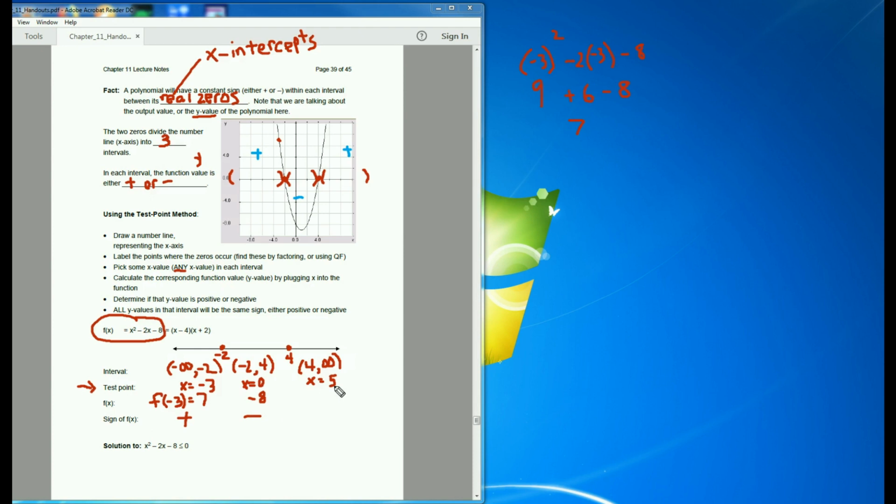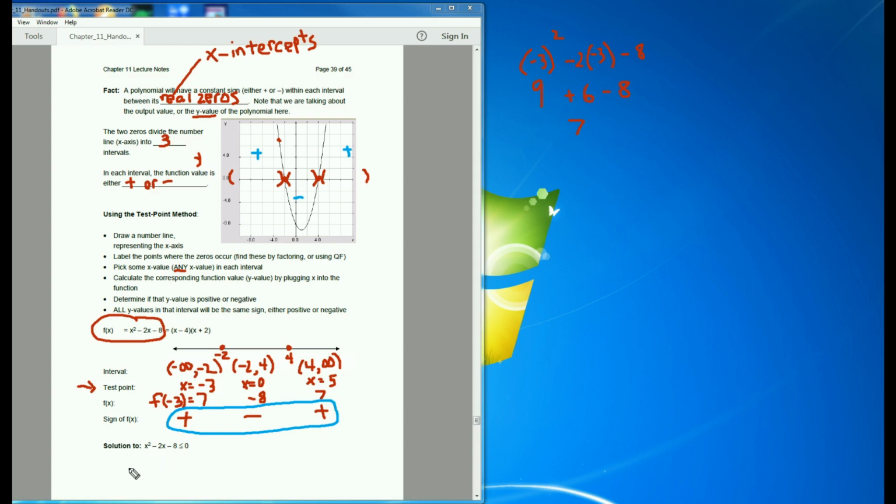In our third interval, x equals 5. I won't write this out, but do exactly the same thing. 5 squared is 25. Minus 2 times 5 is 10. So 25 minus 10 is 15. Minus 8 is 7. And so the sign of f of x is positive. So again, this is what we're trying to find. This is the important stuff. For each of these intervals, what is the sign of the function?